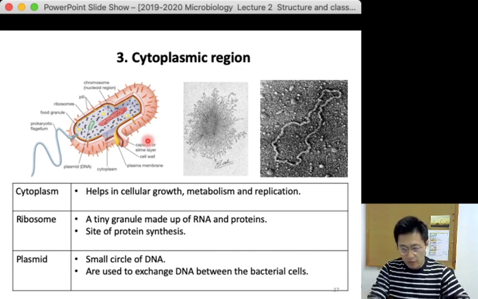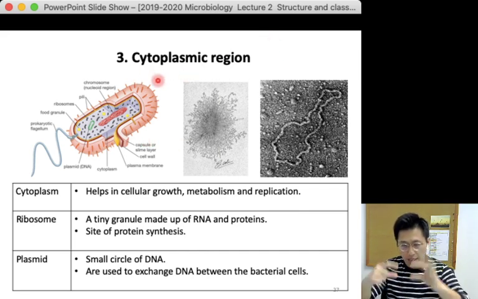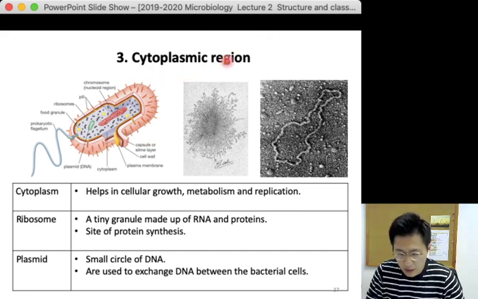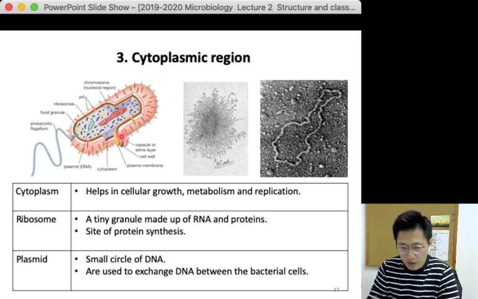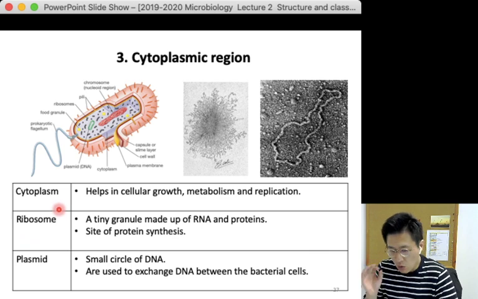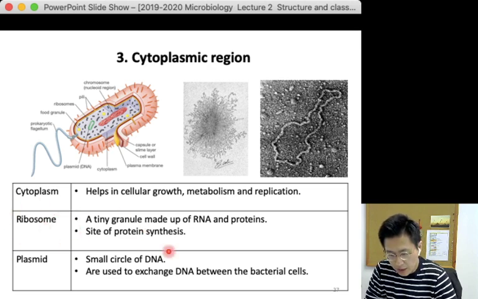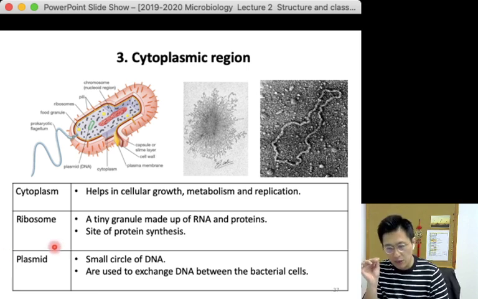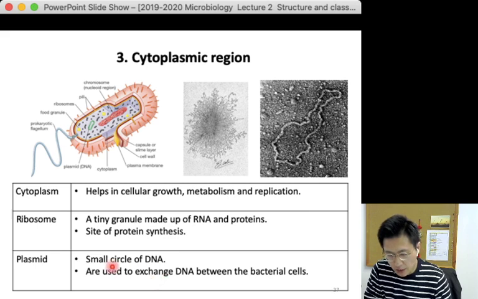Now we'll go on to the third one, the cytoplasmic region, the inner part of the cell, the cytoplasm. All the metabolism and replication occur in the cytoplasm because of two things. First, the ribosome. Ribosomes are the machines for protein translation, so it is the site of protein synthesis. And plasmid. Plasmid is the additional genes of the bacteria, a small circle.